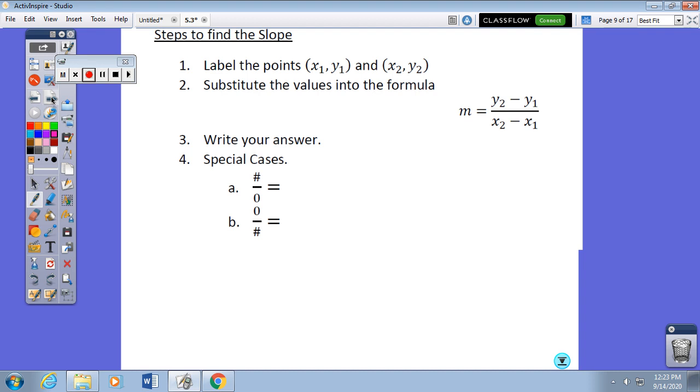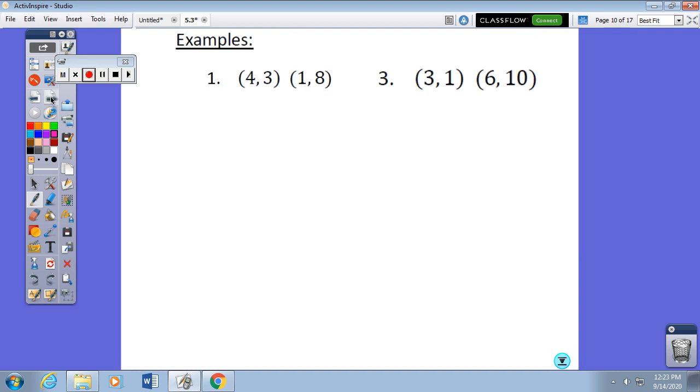And there are special cases. If you have a number over 0, it's called undefined. And in your calculator, it will come up as error or can't divide by 0. That is different than if you have 0 divided by a number. That's going to equal 0, which is called a 0 slope. Okay, they're different. It's not just because they have 0 that it means it's undefined. So let's start with some examples here.